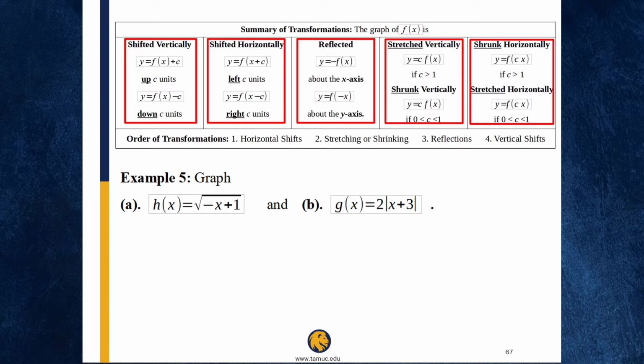There is an order of transformations listed here. We need to follow this order in the case where there are multiple transformations happening. So horizontal shifting comes first, then stretching or shrinking, then reflections, and then finally any vertical shifts would come last.